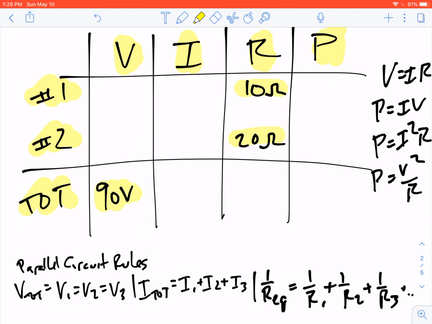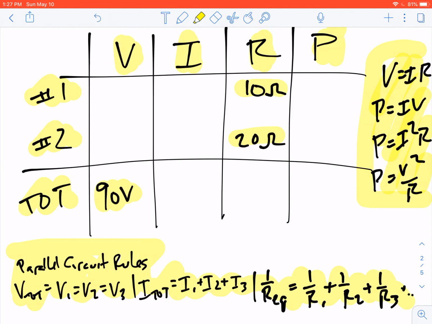battery. Alright, in a matrix problem like this, we can connect the data points horizontally using the formulas over here on the side. We've got the V equals IR formula and then the various power formulas. When we want to connect things going vertically, we use, in this case, the parallel circuit rules, which are down here along the bottom.